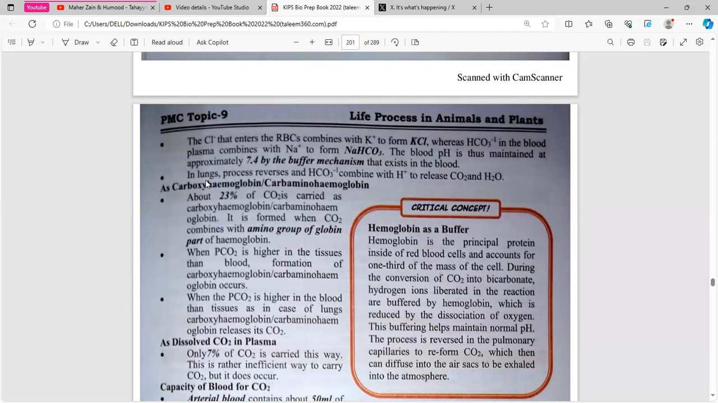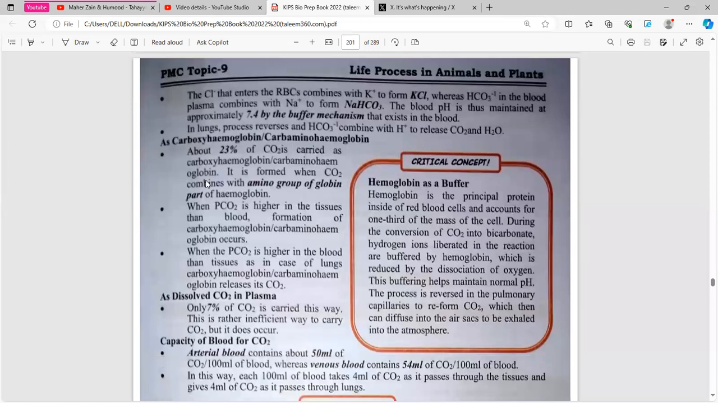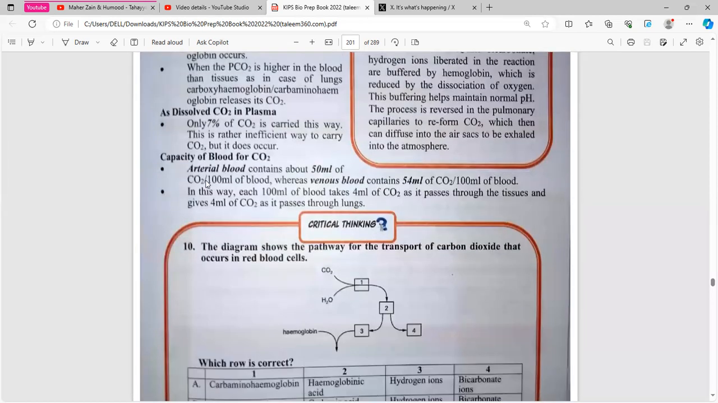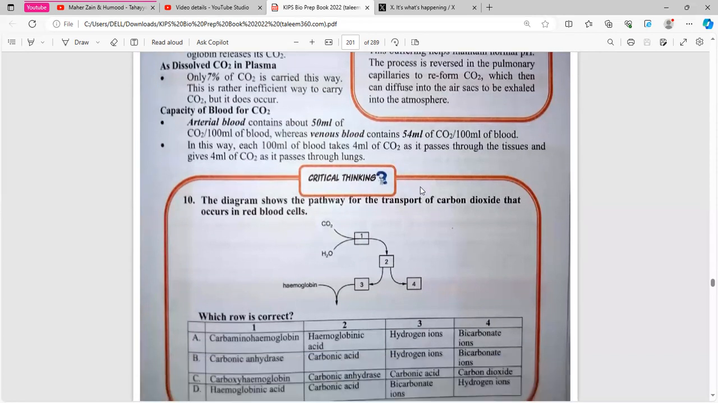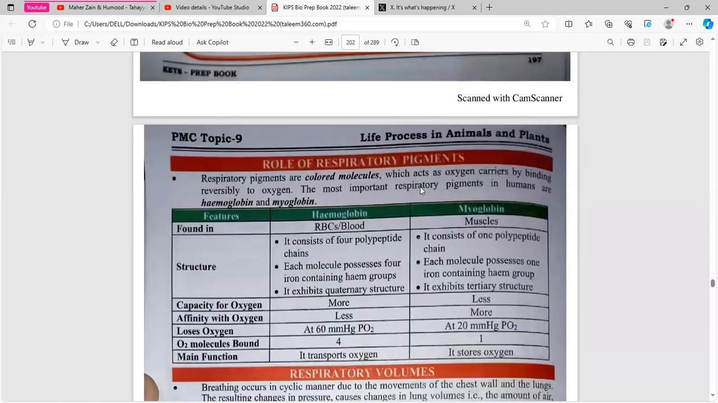Carboxyhemoglobin forms when the CO2 basically combines with the amino group of the hemoglobin, which is a part of the hemoglobin. If you talk about the capacity of blood for CO2, arterial blood contains 50 ml of CO2, whereas venous blood obviously contains more CO2 than the arterial blood, since we all know that the venous blood is deoxygenated.